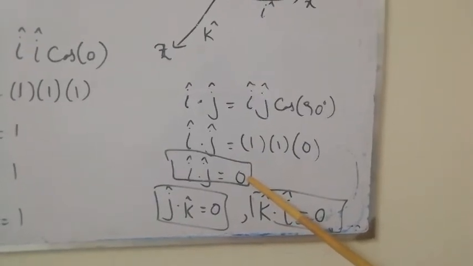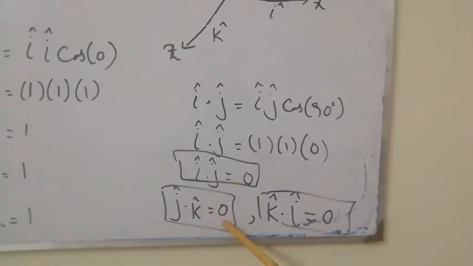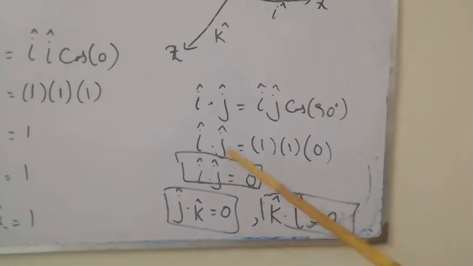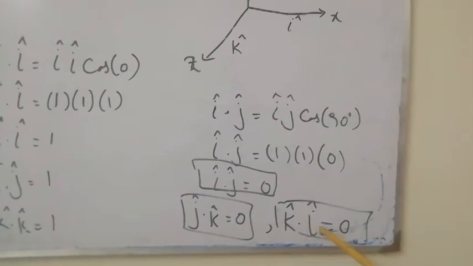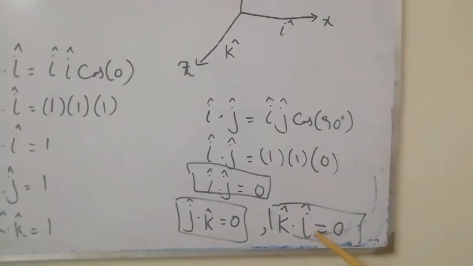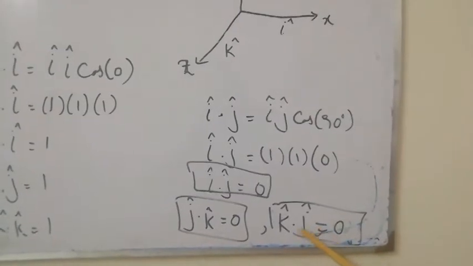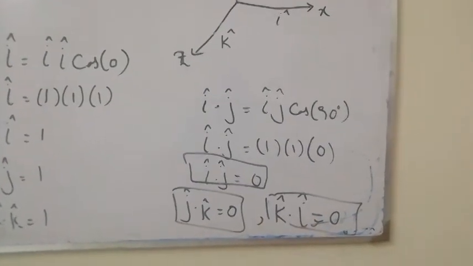Similar will be the case with J dot K and K dot I. So when two different unit vectors in a three-dimensional system multiply in a dot product, or scalar product, we can say that the result will be 0.